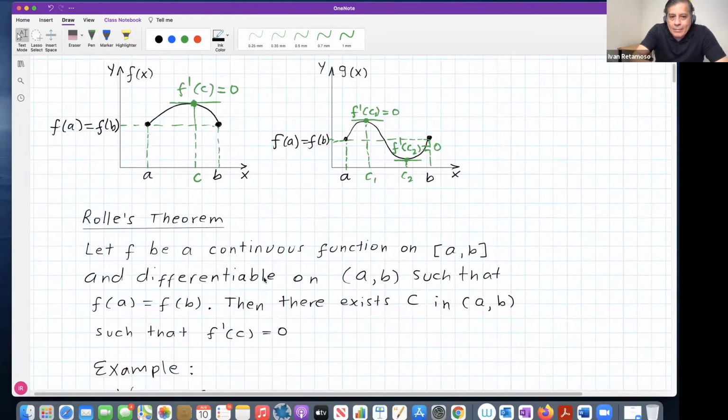And it's stated mathematically, it says, if you let f be a continuous function, meaning all in one piece, no gaps, no jumps, right? Connected, on the interval [a, b], and differentiable on the open interval (a, b). Differentiable means it's smooth. It's not going to show corners, it's not going to show cusps, no sudden turns, right? Then Rolle's theorem says that there exists C in (a, b), C somewhere in between A and B, such that the derivative at C is equal to 0, right?